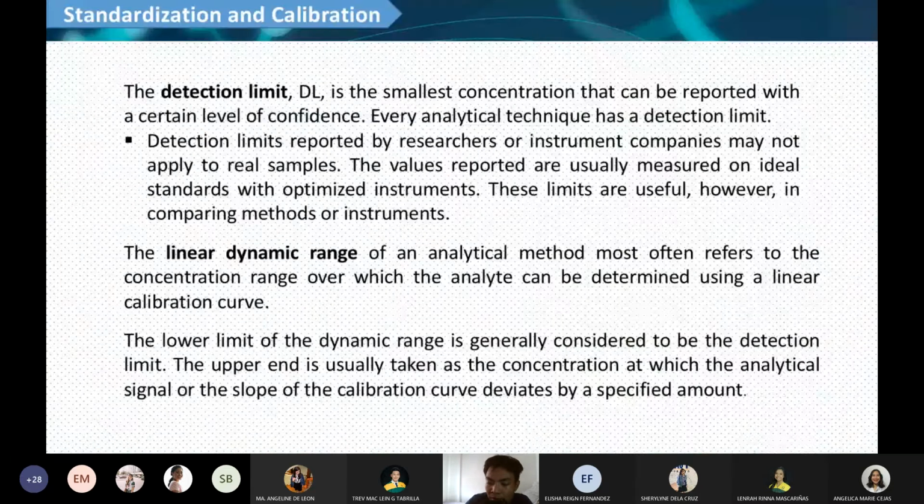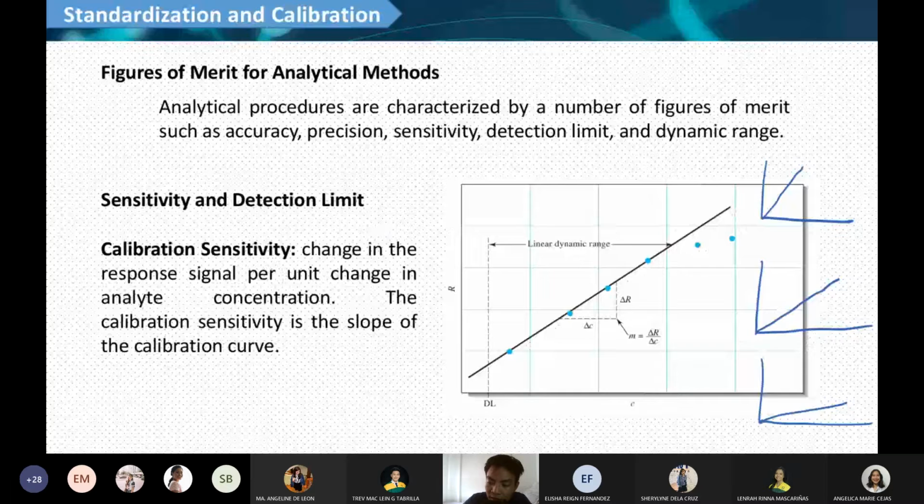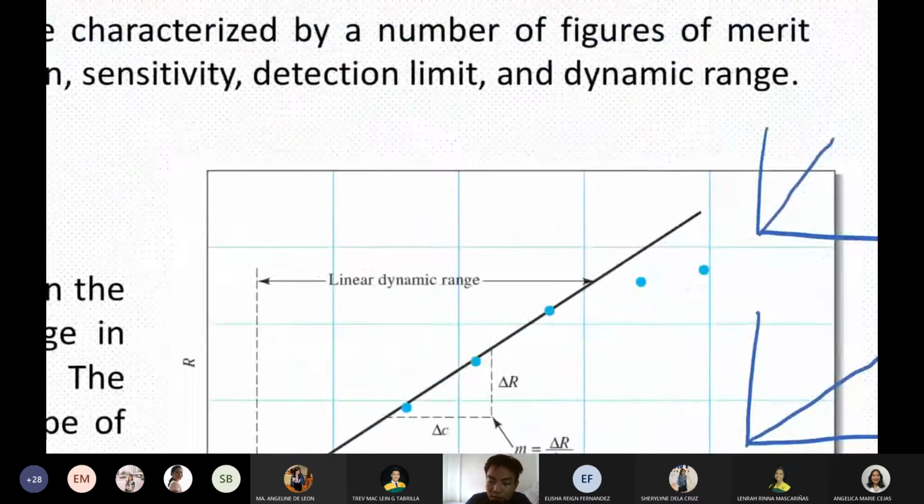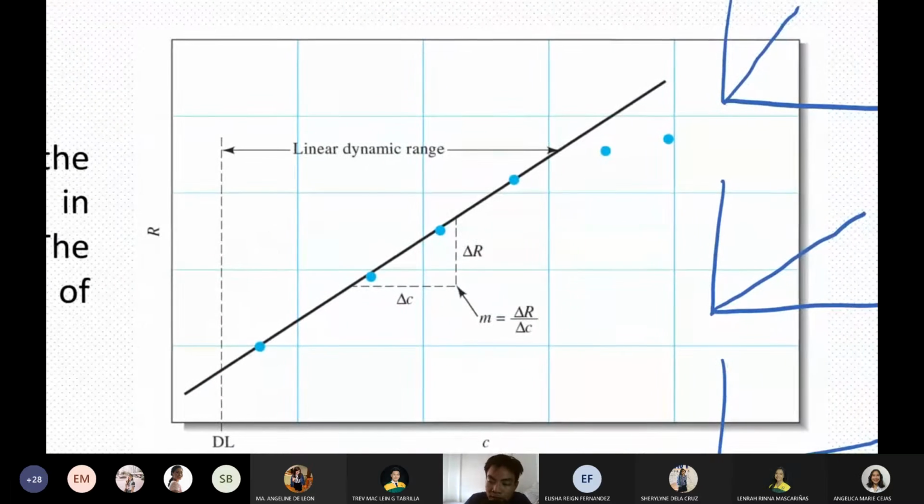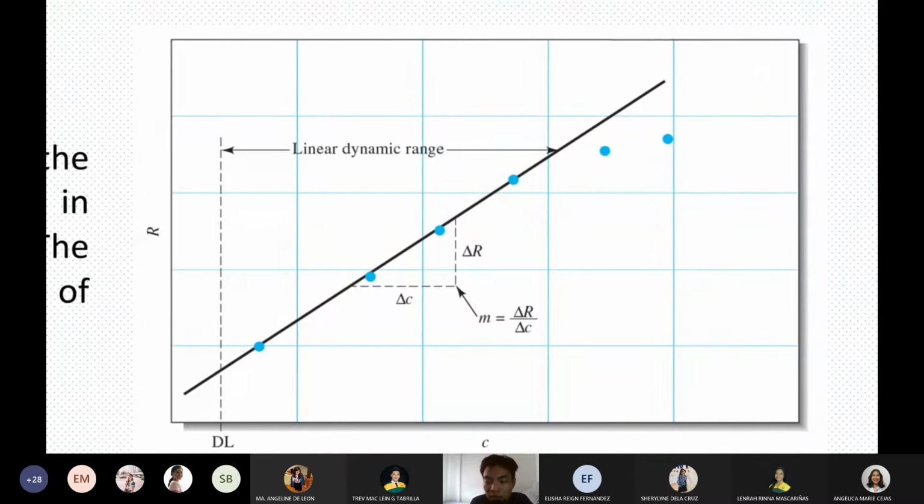Another figure of merit will be the detection limit and the linear dynamic range. So let's talk about detection limit. So when we are doing chemical analysis, there is a limit. We have the lower limit and the upper limit. No? Okay. Let's go to the lower limit first.